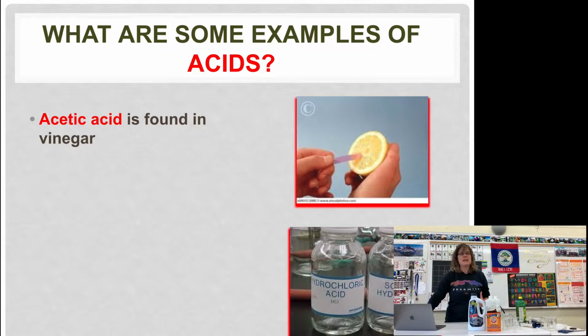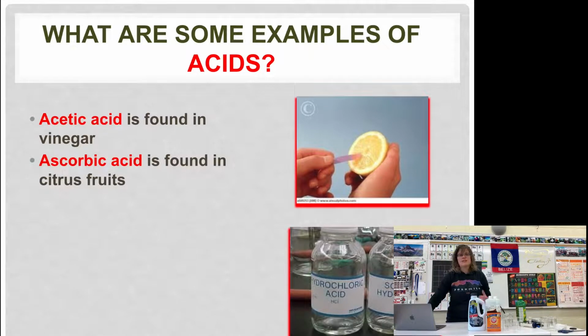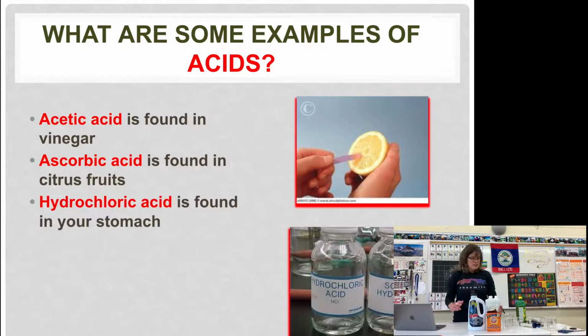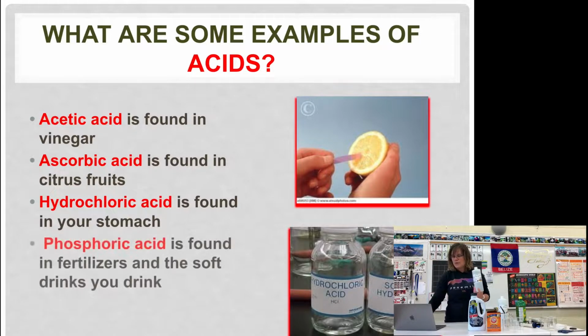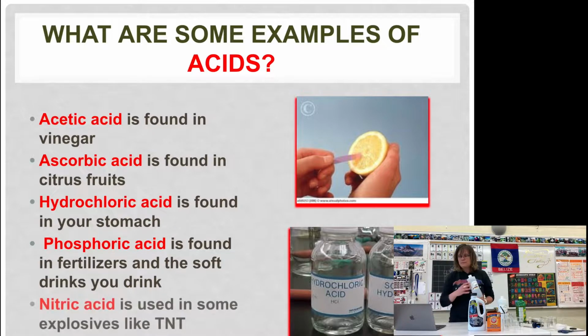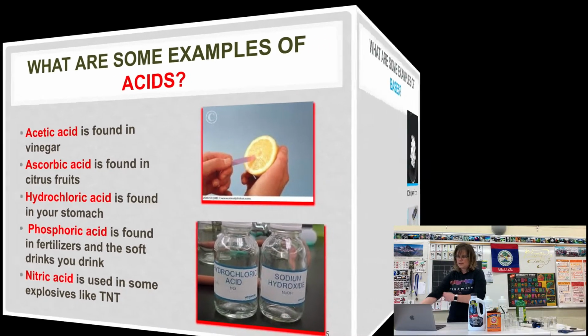So here you're going to see some relatively large examples of acids that you'll see in the future. So acetic acid, that's in vinegar. Ascorbic acid is found in citrus fruits, so like oranges and limes and stuff. Hydrochloric acid, which I have some right here, is found in your stomach, all right? We've got phosphoric acid, which is found in fertilizers and in soft drinks. So in your Coca-Cola, there's phosphoric acid that's making it acidic. And the last one is nitric acid, and it's used in some explosive things like dynamite.